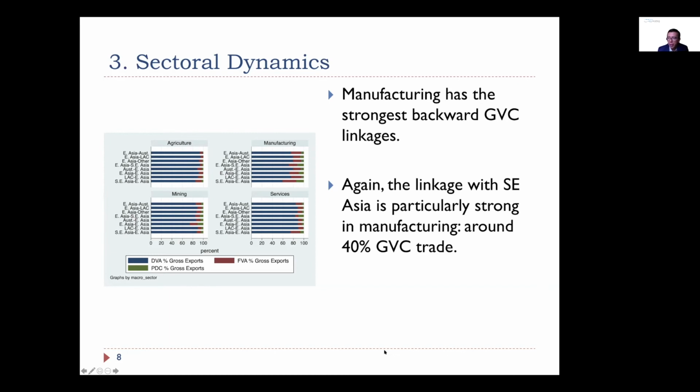I don't find there's anything particularly surprising in that. So as I said, these two sub-regions we know are closely integrated. We know that GVC trade is important, and we know that it's centered on manufacturers. So as a bit of a truth check, the data are telling us very much what we expect from secondary sources.